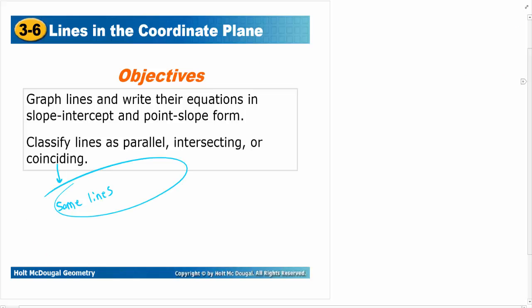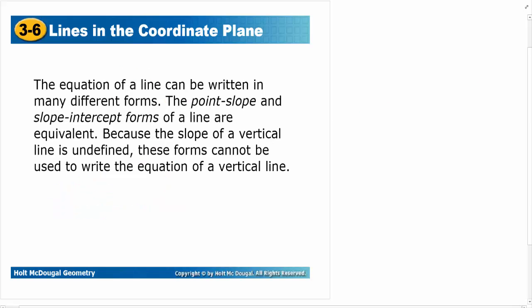Okay, so let's move on and do that. Alright, so the equation of a line can be written in many different forms. The point-slope form and slope-intercept forms of a line are equivalent. It means they're the same. I mean, it's just another way of writing it. It just depends on what you solve for. Because the slope of a vertical line is undefined, these forms cannot be used to write the equation of a vertical line. Remember, that's that x equals a number.